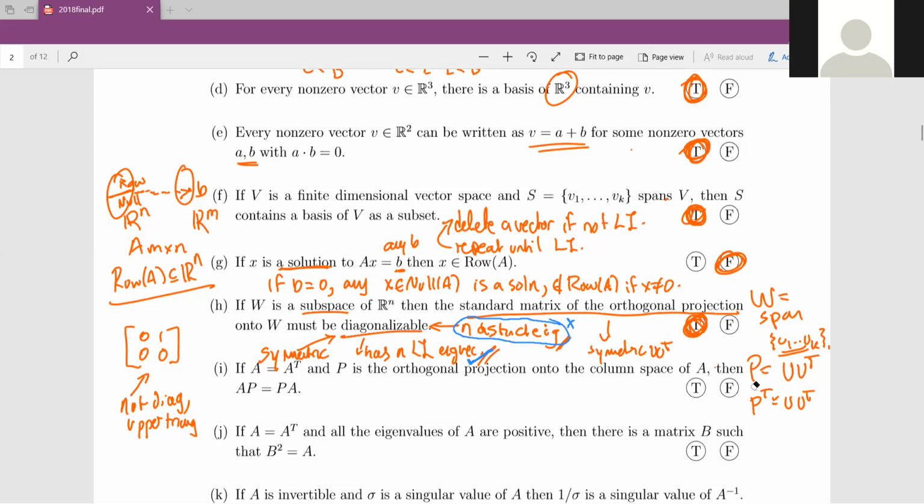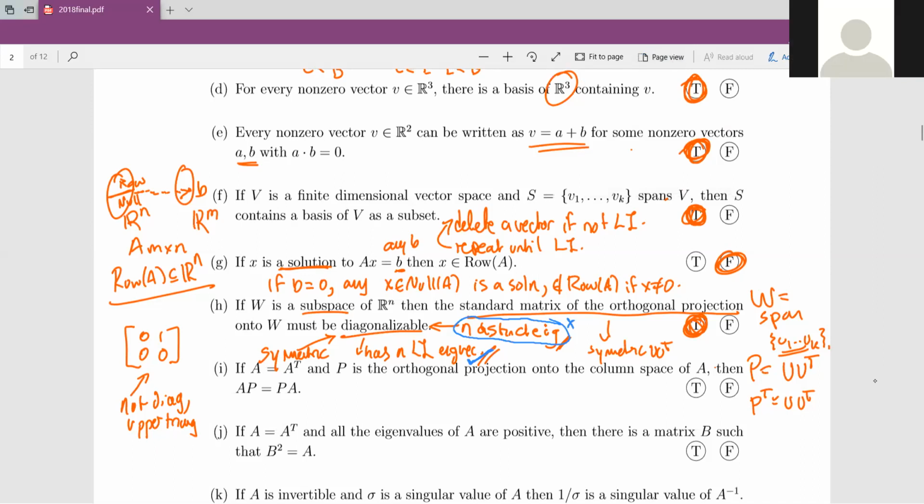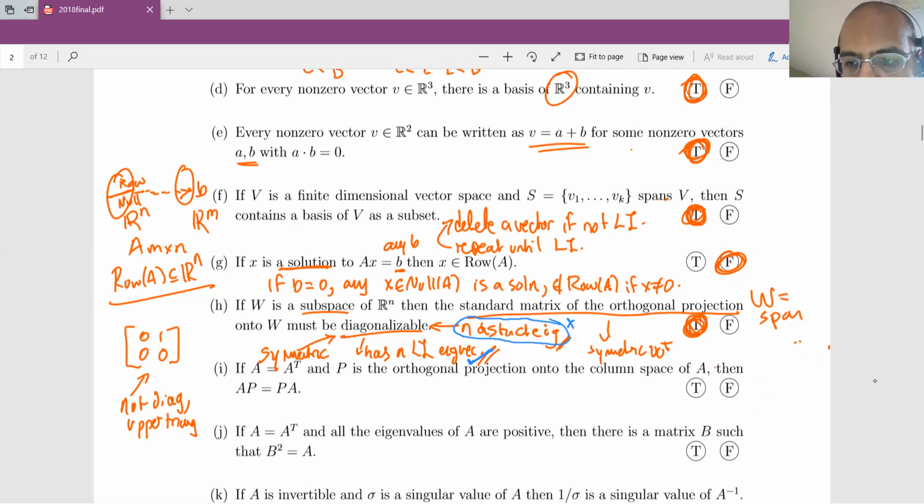What's a standard matrix? Standard matrix means the matrix with respect to the standard basis. Okay, thank you. Any other question about that? Okay, so let's now go to the next question.